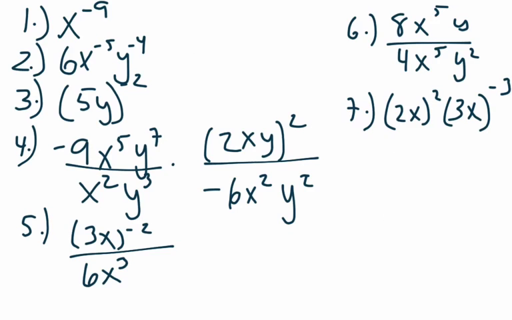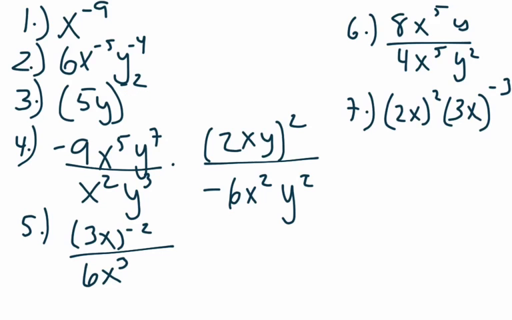Okay, here goes. Again, this is just in case my handwriting is horrible. So x to the negative 9th, 6x to the negative 5th, y to the negative 4th, 5y all to the negative 2. So there is a negative right there. There should be a negative 2. You can kind of see it there.